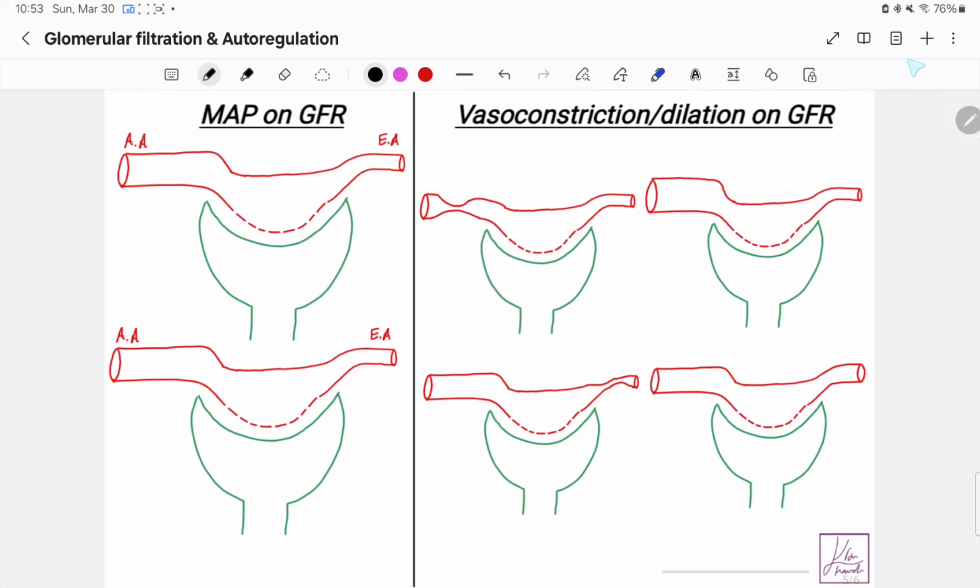Alrighty. The next things that we're going to talk about, and believe me, these ones are going to go super quickly, are what happens if the mean arterial pressure changes. What happens to the GFR if the mean arterial pressure changes, and how does vasoconstriction or vasodilation of either the afferent or the efferent arteriole change the GFR? Since we already talked about this, I'm going to go through it pretty quickly.